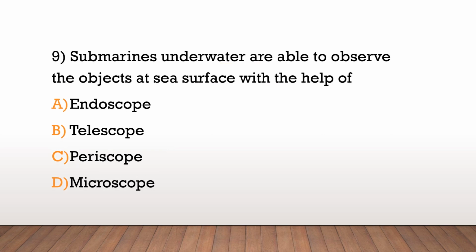Ninth question is submarines underwater are able to observe the objects at sea surface with the help of A. Endoscope, B. Telescope, C. Periscope, or D. Microscope. This is a very easy question. Everybody will be knowing the answer. It is C. Periscope. The uses of all other devices you will be knowing. We'll go to the next question.